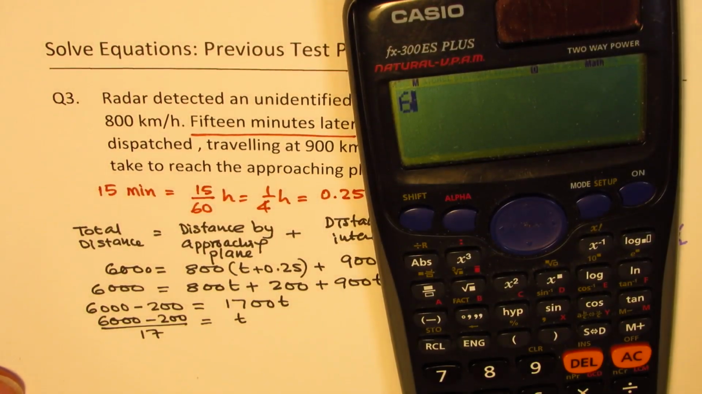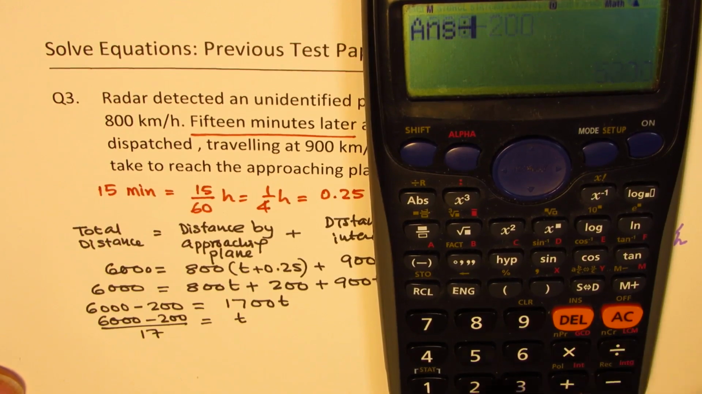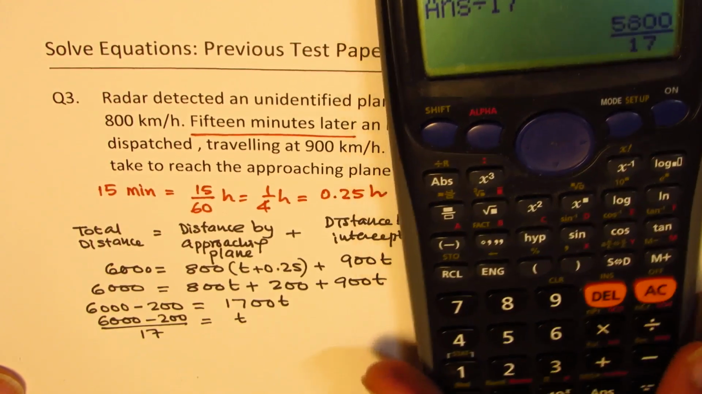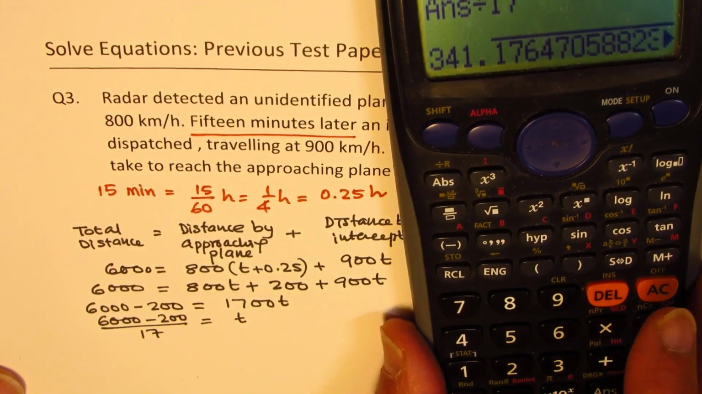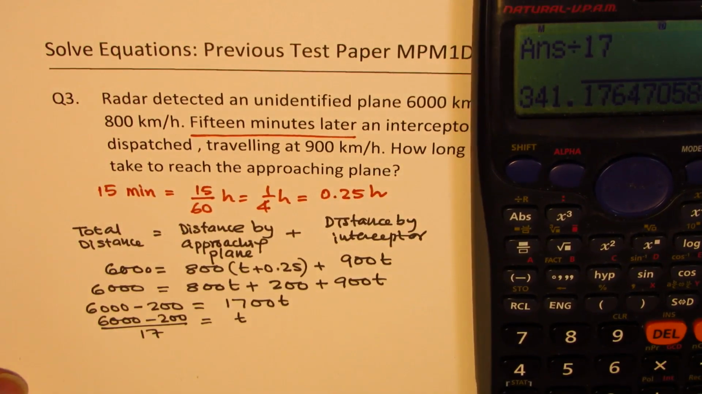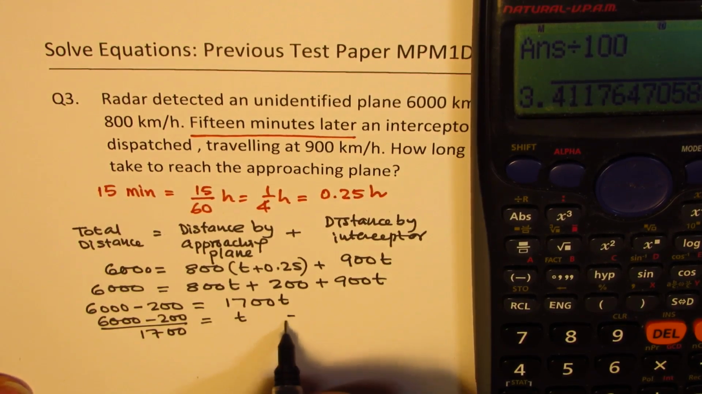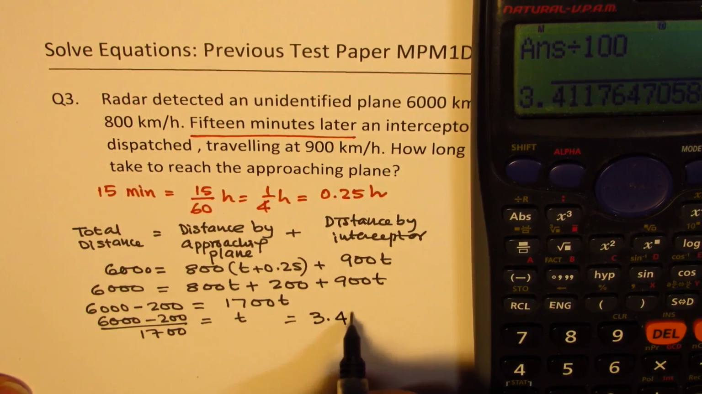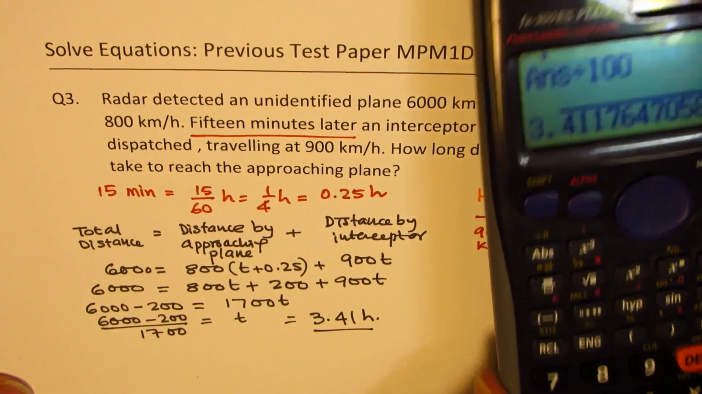So we get 6,000 minus 200 divided by 17, and this time is in hours. So we get 300, what? Something is wrong. Sorry, it is 1700, not 17. So we have to divide by 100 also. So we get in decimals 3.41 hours, correct? So that is the time.